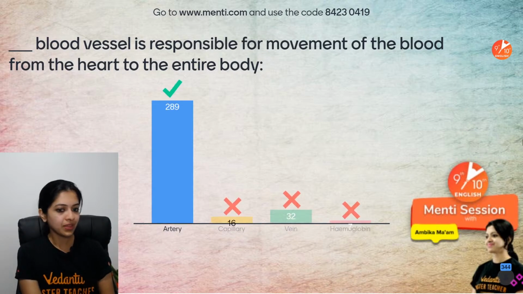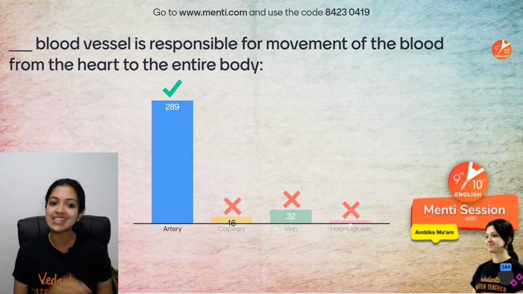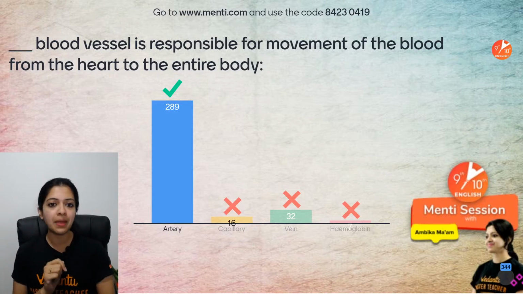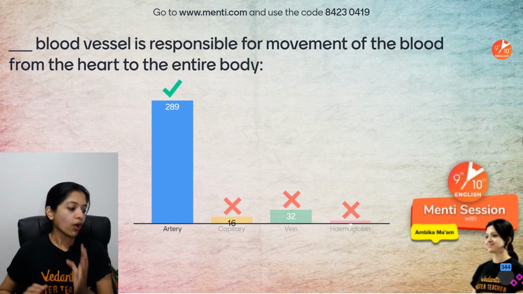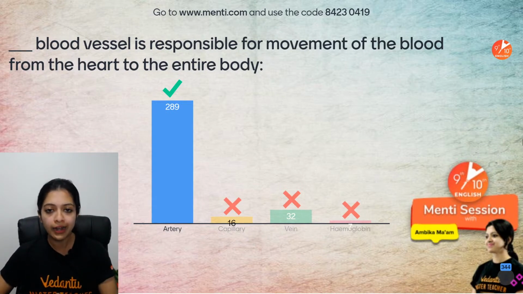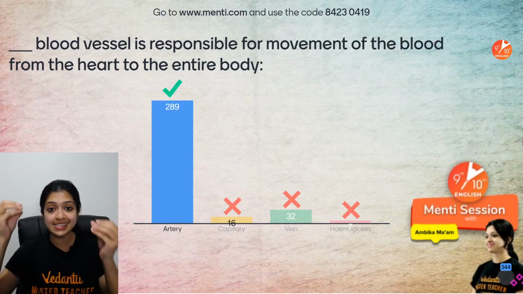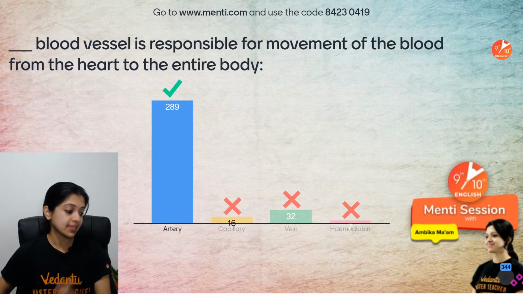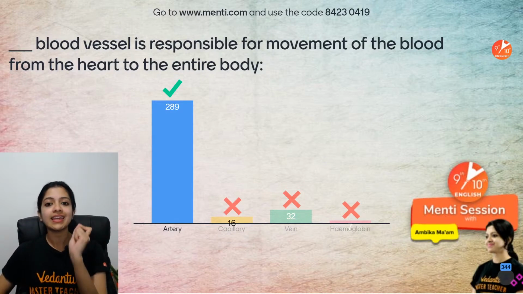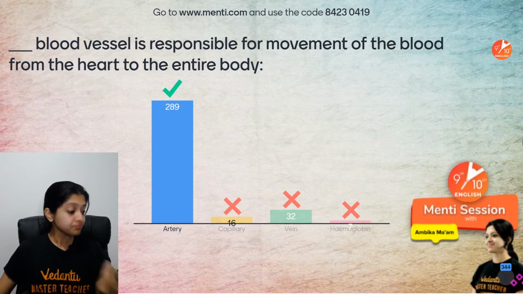Okay. Good job, people. 289 of you have got the answer right, and that is artery. Children, always remember, the A for artery stands for away. Away from the heart. All arteries carry blood away from the heart. All veins carry blood towards the heart. Every artery except the pulmonary artery carries dash blood. Complete the line for me.